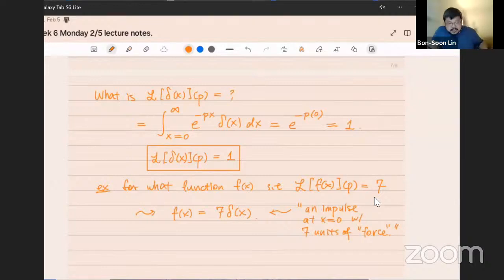Okay, so just 7 times. So the integral of 7 delta x from minus infinity to infinity will be 7. Right? This is a thing that has 7 total area of stuff.